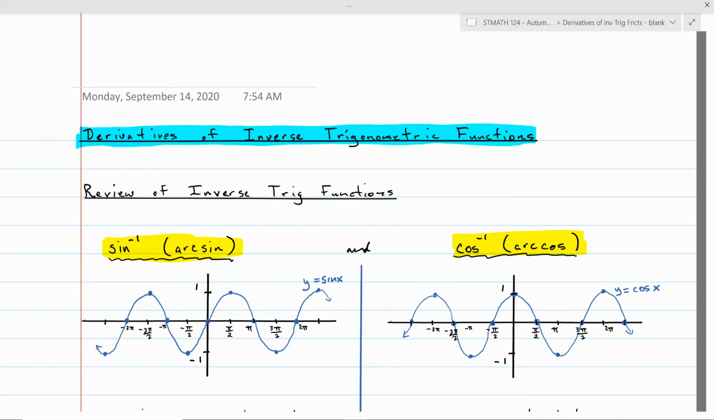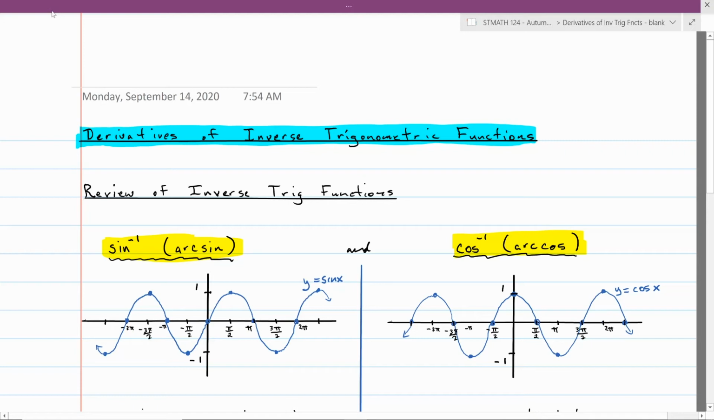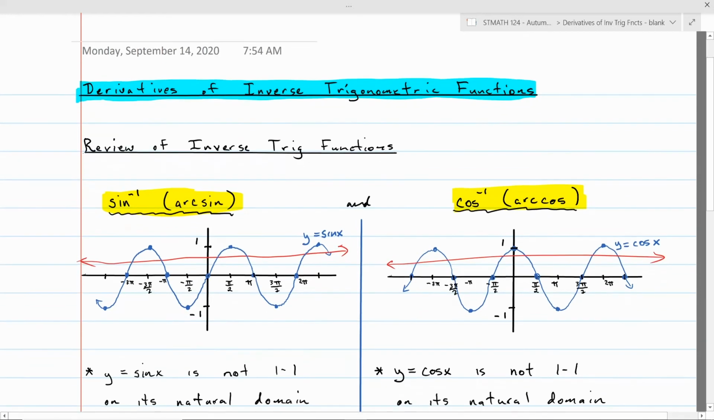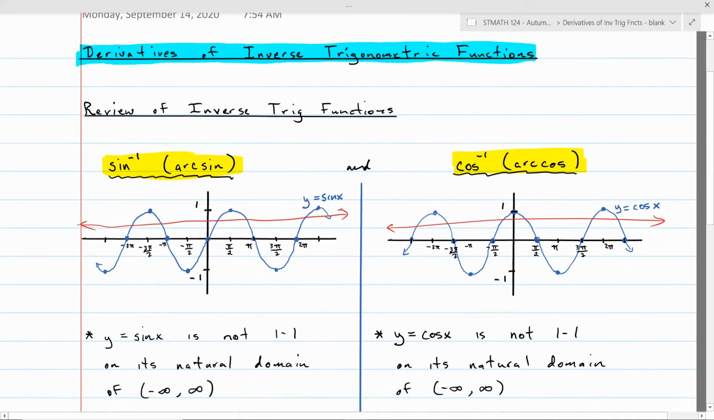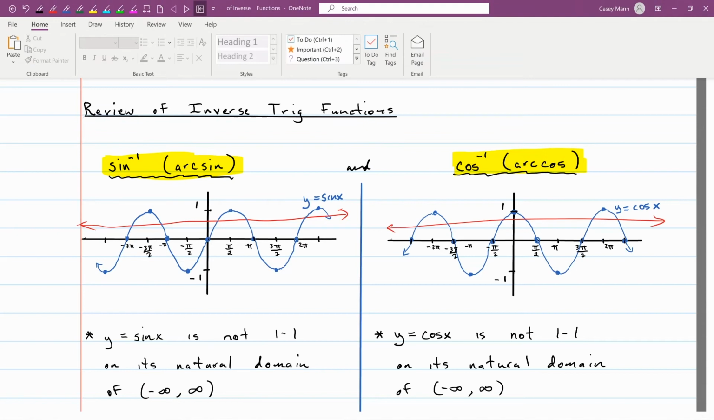On the left there, you've got the graph of the sine function, and on the right, you've got the graph of the cosine function. Now, I just want to point out that neither one of these functions is one-to-one. They both fail the horizontal line test, right? If I draw a horizontal line, it crosses through these graphs multiple times. So these functions are not one-to-one on their natural domains of negative infinity to positive infinity.